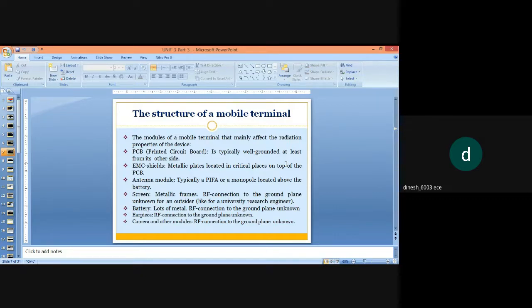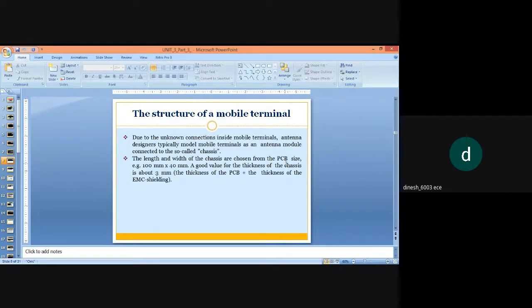The camera and other modules like GPS, GPRS, and Bluetooth are all connected to the ground plane. Due to the unknown connections inside the mobile terminals, antenna designers typically model the mobile terminal as an antenna module connected to the so-called chassis.